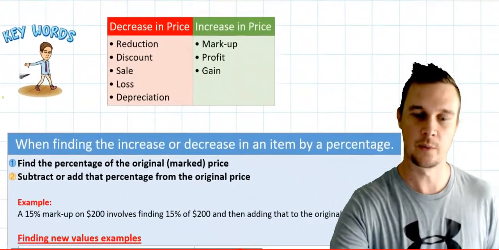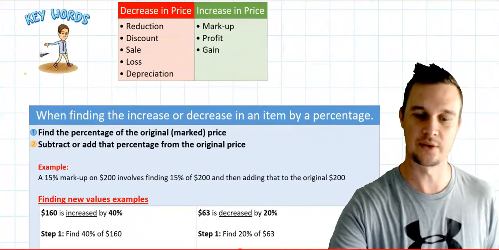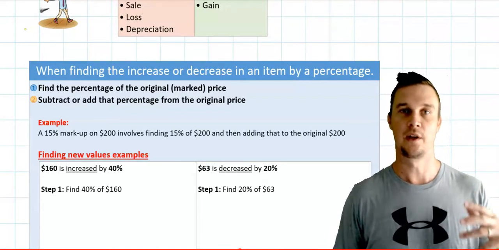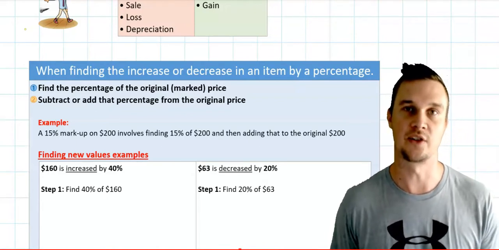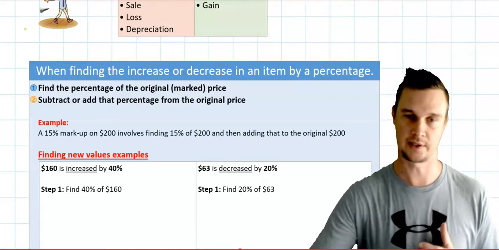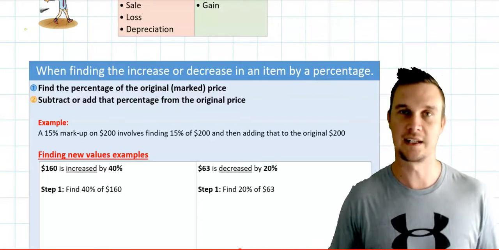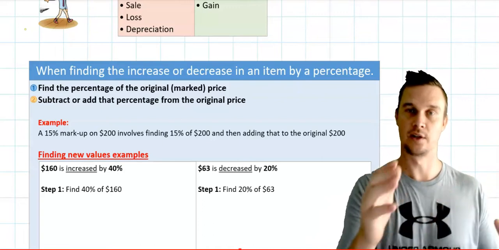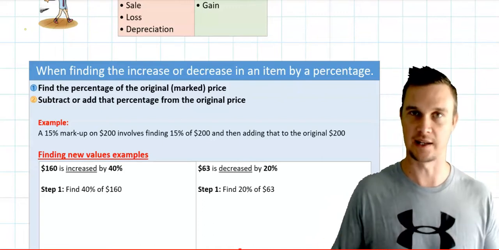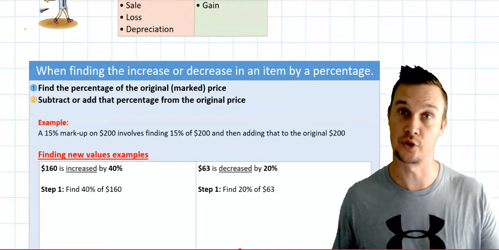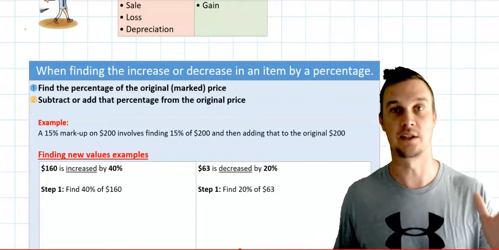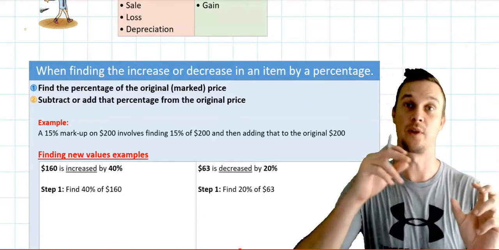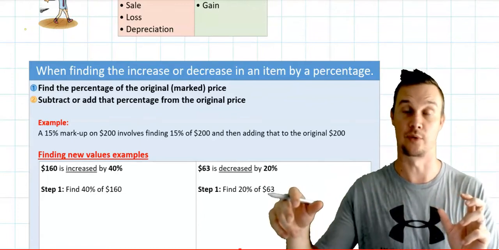As we go through the examples, when we're finding the increase or decrease in an item by percentage, there are 2 things we want to do. The first is to find the percentage of the original marked price. And then secondly, you want to subtract or add that percentage to the original price. So what does that look like for an example? Let's say there's a 15% markup on $200. Firstly, we need to find what 15% of 200 is. And then because it's a markup, we add that to the original price of 200.